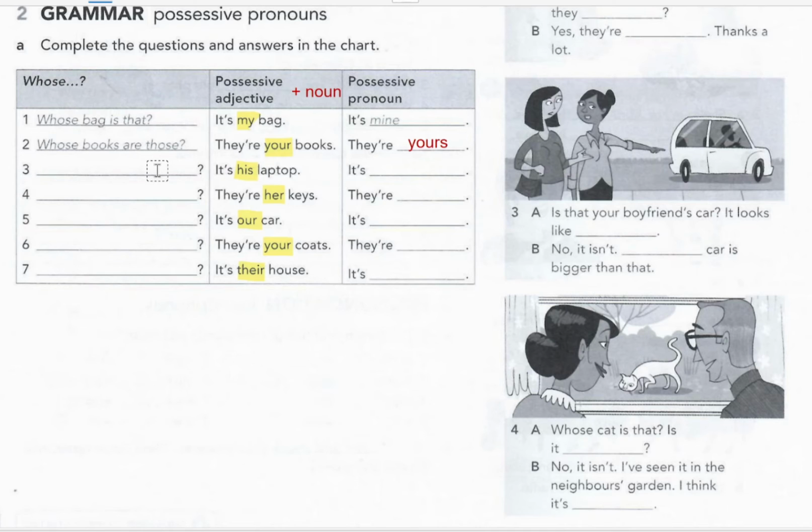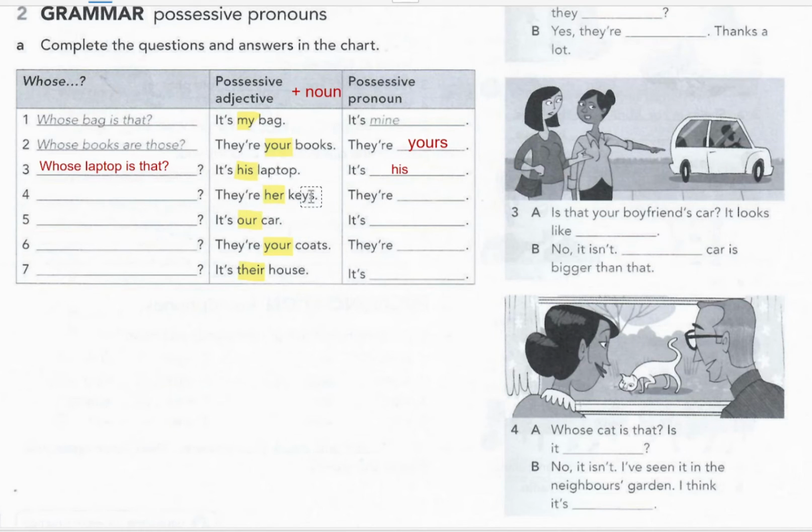Number 3, we have to make the question. To make the question, we should read the answer. Yep, this adjective. It's his laptop. So we should ask to whom the laptop belongs. So now to do that, we're going to make the question. It will be whose laptop is that? Let's write it down. That's it. Whose laptop is that? So the answer is his laptop or it's his. The possessive pronoun and possessive adjective for he will be his, guys. His, they are the same. It's his.